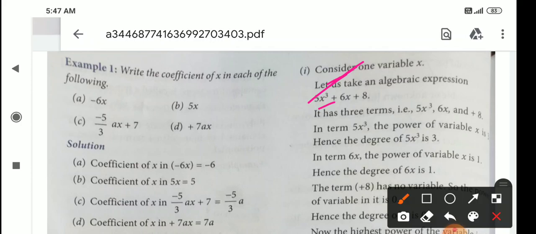In the term 6x, the power of variable x is 1. Hence the degree of 6x is 1. The term 8 has no variable, so the power of variable in it is 0. So 5x cube has power 3, 6x has power 1 and 8 has no variables, so the power is 0.